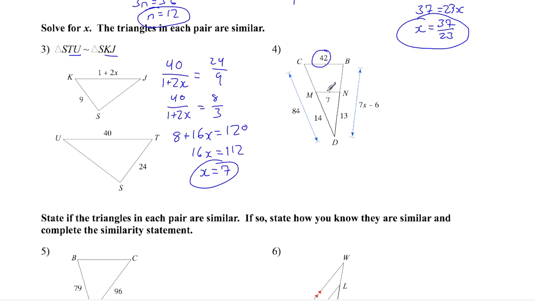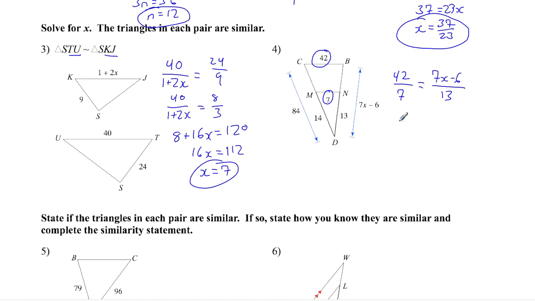But what I'm clueing in on is this right here. So this 42 and 7, that's nice and it's away from this mess. So I can actually set up that and I can say, all right, well, 42 from the big triangle is proportional to 7 on the other triangle. So that corresponds to 7x minus 6 on the big triangle to 13 on the small triangle. So we can see on the big triangle we have 42, small triangle 7. Big triangle 7x minus 6, small triangle 13.